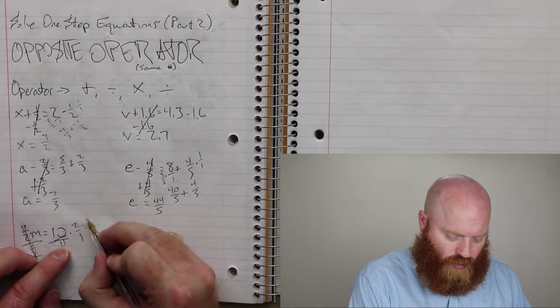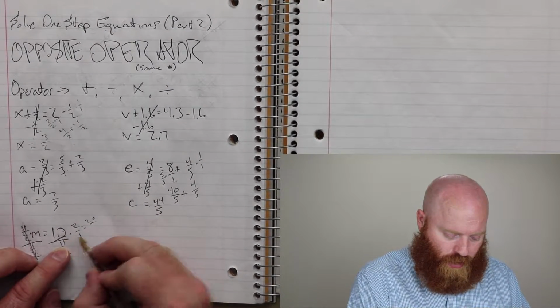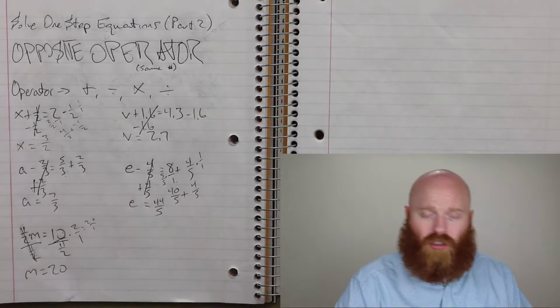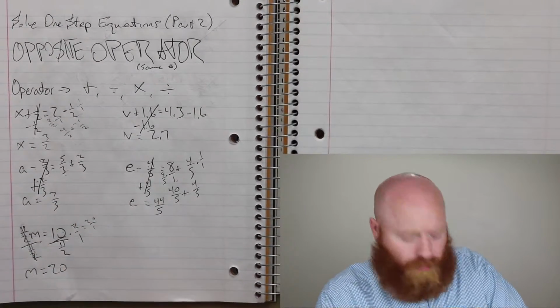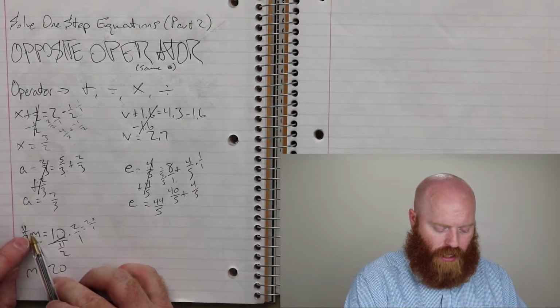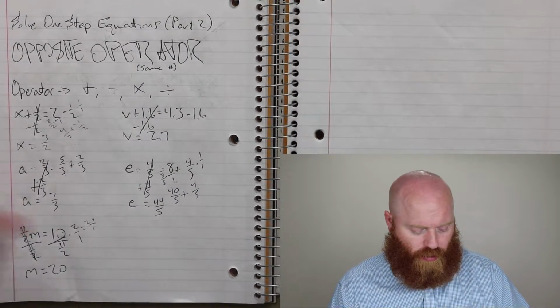10 times 2 is 20. And then 1 times 1 is 1. The answer is 20, because 20 divided by 1 equals 20. And you could check it. 1/2 times 20 equals 10. Sure enough, 1/2 of 20 equals 10.